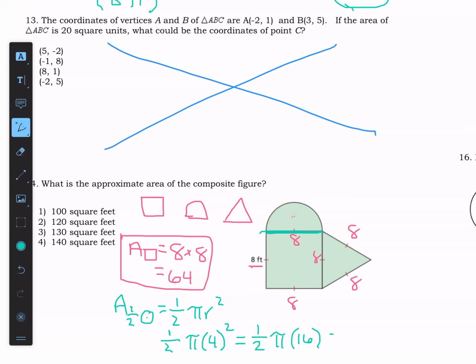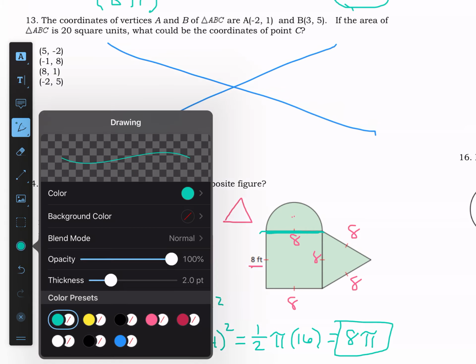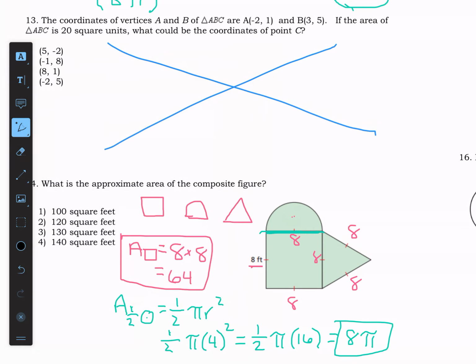And then half of 16 is 8. So we're going to leave this as 8 pi. Okay, so that is for the semicircle. Now we're going to move on to the last piece, which is the triangle. Our formula for area of a triangle is 1/2 base times height.